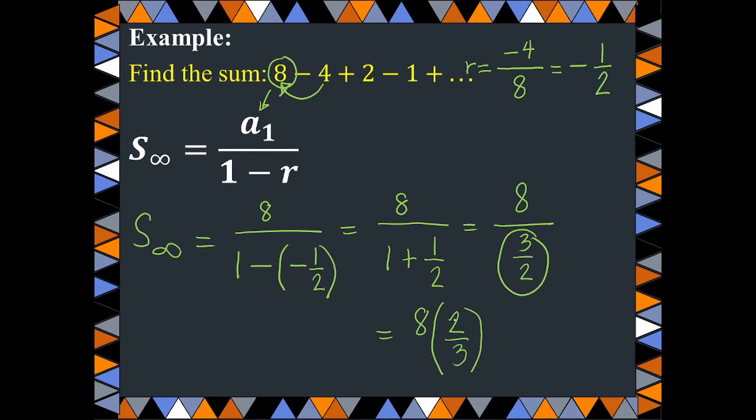Asa may makancel? Walay makancel. Kay 8 ug 3, walay common. Di man pwede makancel ang 8 ug 2 kay both are numerators. If you're gonna do cancellation, it should be numerator and denominator. Okay, let's multiply 8 and 2. That's 16 over 3. Or in mixed form, 5. In mixed form, 5 and 1/3.